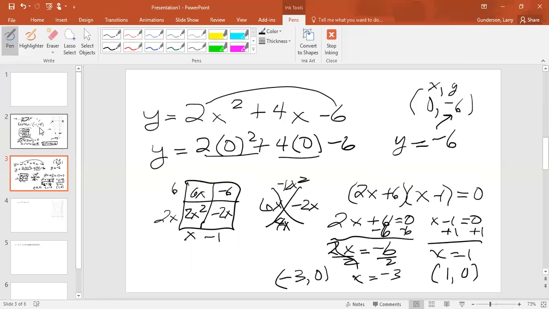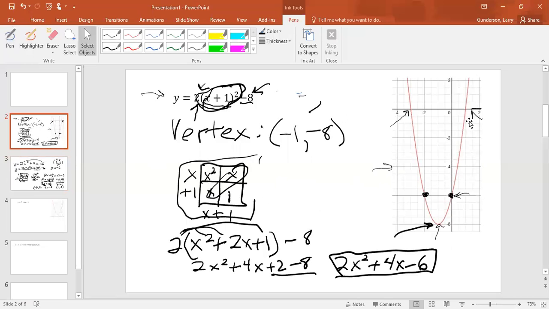Now, if you back up and look at your graph, there's (1, 0), and over here is (-3, 0). Agree that your -3 zero is right there, and your 1 zero is right there, and there's your (0, -6), which is your y-intercept. So all of your work backs up everything we did right here.